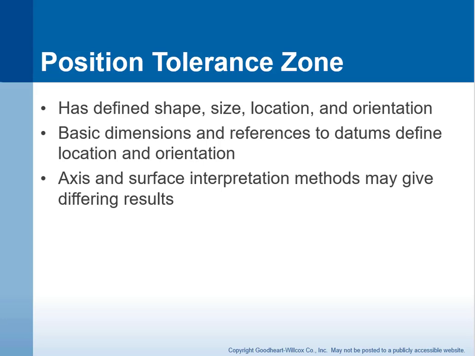Position tolerance zone. The zone has a defined shape, size, location, and orientation. Basic dimensions and references to datums define the location and the orientation. And if it's an axis or a surface interpretation, these two different methods give differing results. So let's talk about the positional tolerance zone.